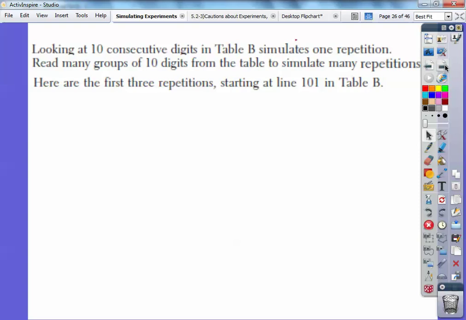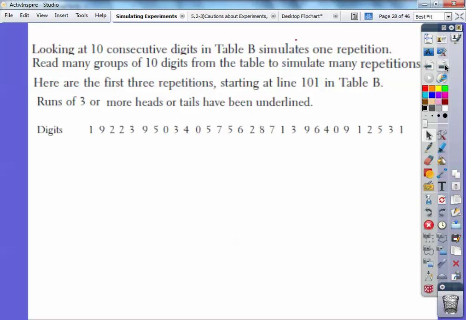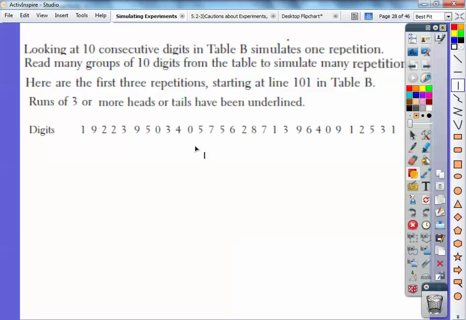Okay, so here are the first 3 repetitions starting at line 101. A run of 3 or more heads or tails is going to be underlined. So there are the first 10 digits right there. Let's see if I can separate them right here. So let's see, 5, 10. So there's the first run of 10 right there. There's the second run of 10, and so on.